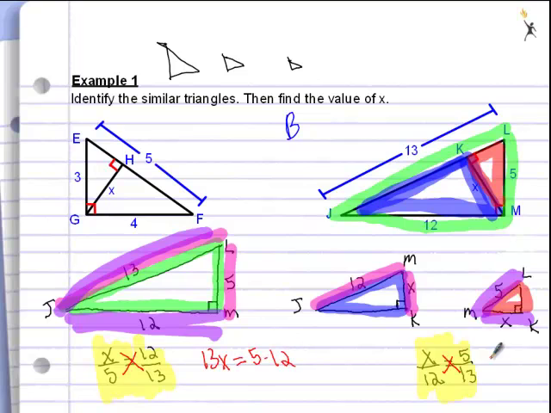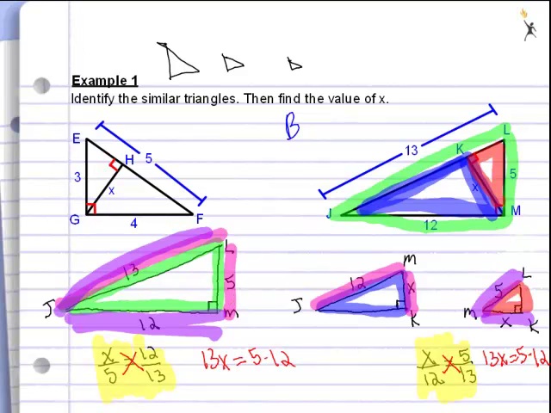Oh, look, we get 13x equals 5 times 12. You can solve that. I have every confidence you can. But some of you need to practice on just building them, just setting up the triangles in the same positions, which allows you to see, oh, I have the base and the hypotenuse, base and hypotenuse. That's where my proportion comes from.